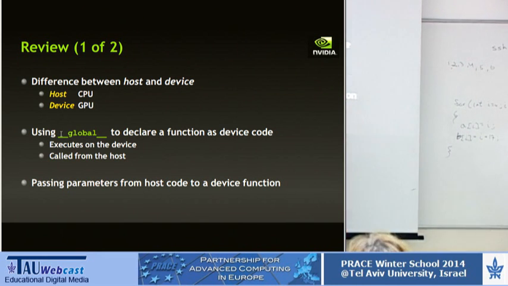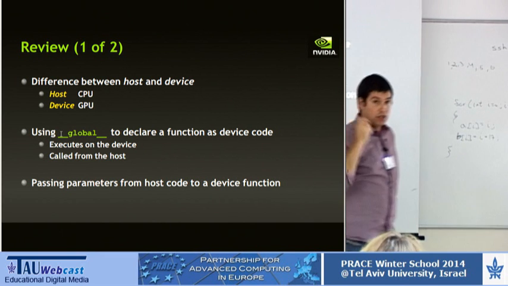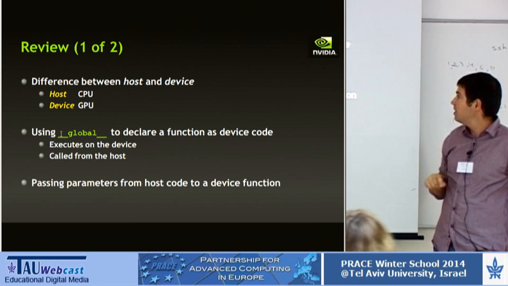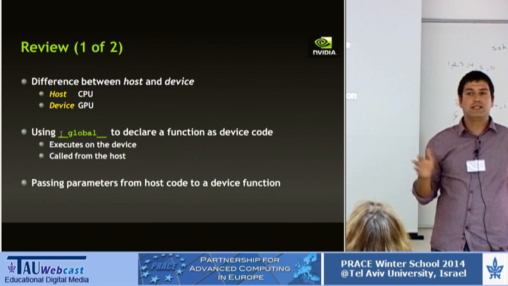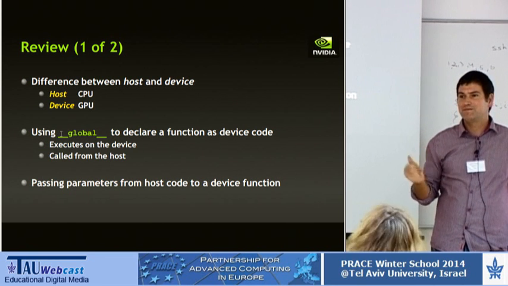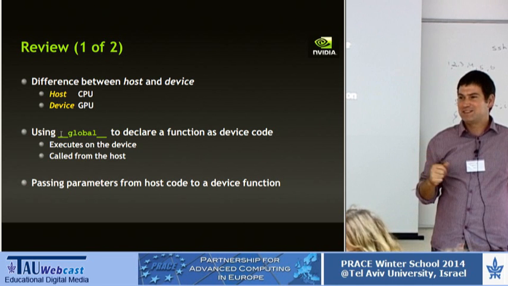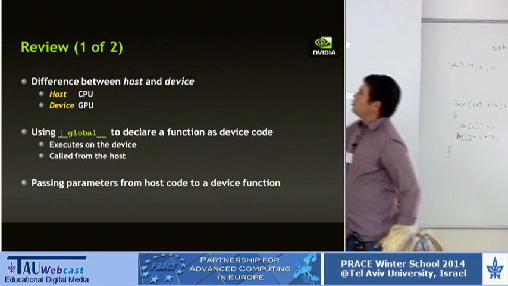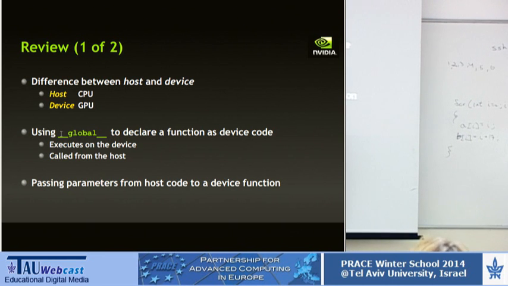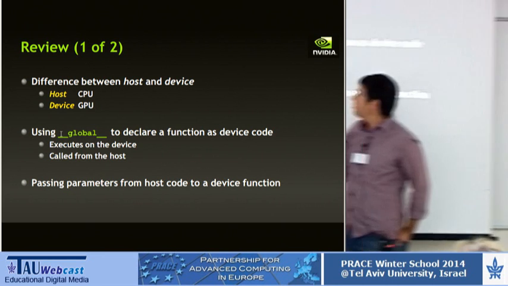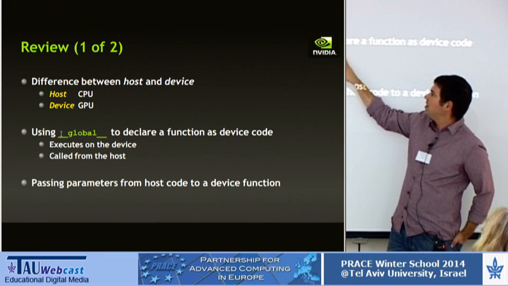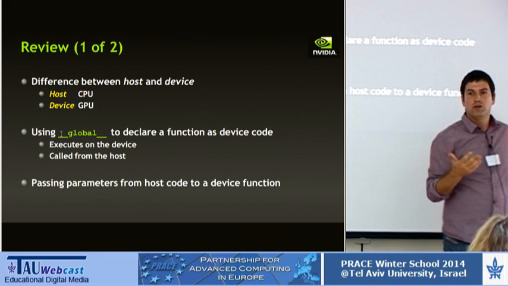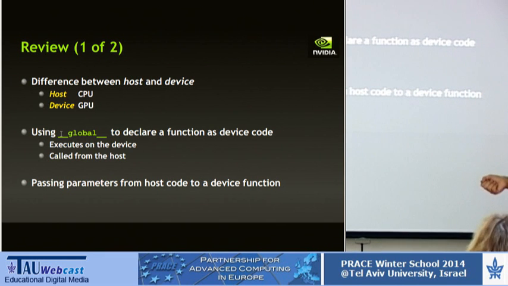You use the global keyword to signify that a certain function does not run on the host but on the device. This function must have a void return type. So you use the global keyword to say that this is a kernel. It executes on the device. You call it from the host. This is the kernel. This is the essence of CUDA programming, writing kernels.